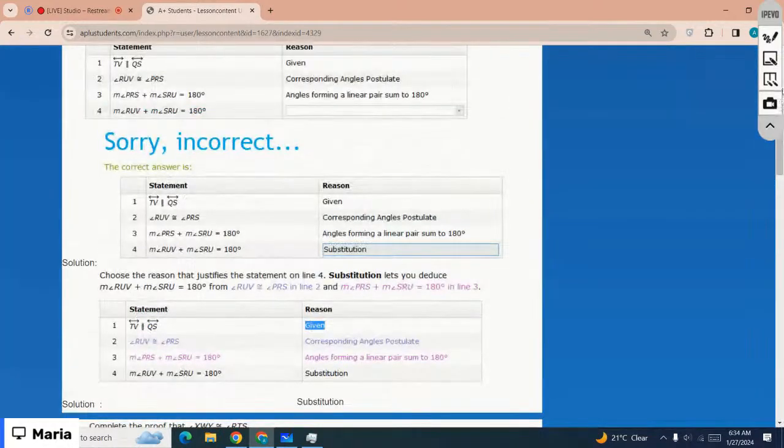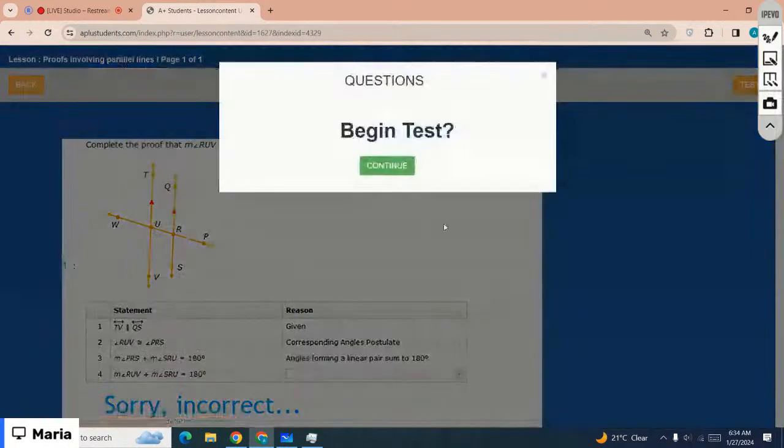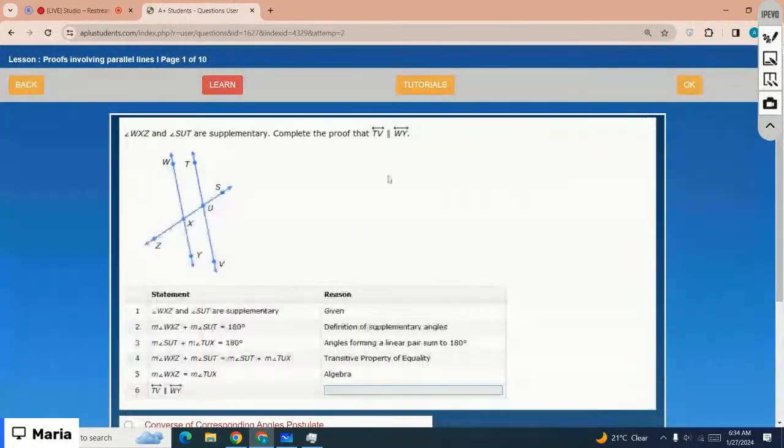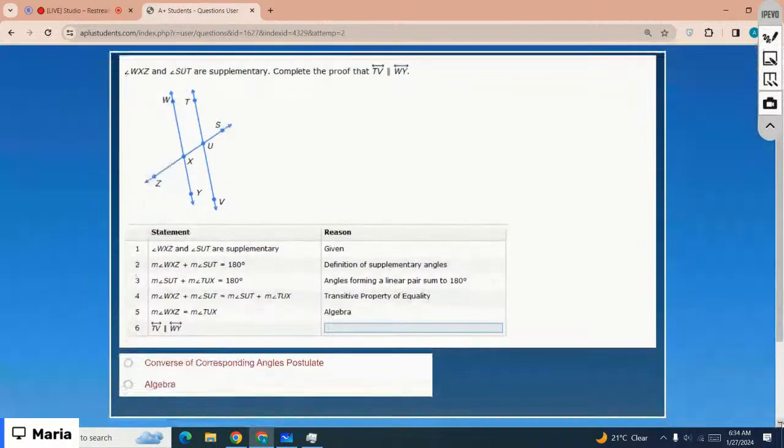Okay, let's see if we can do the test questions. W, X, Y, and SUT are supplementary. Prove that TV is parallel to WY.